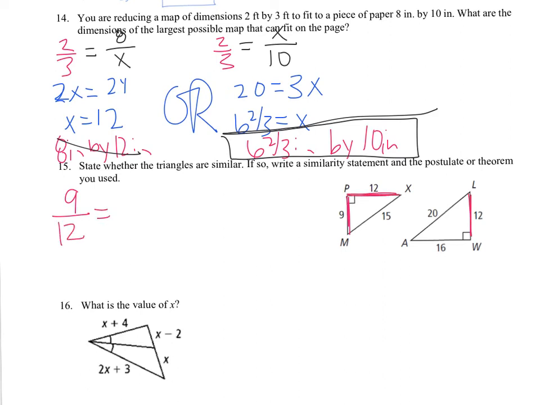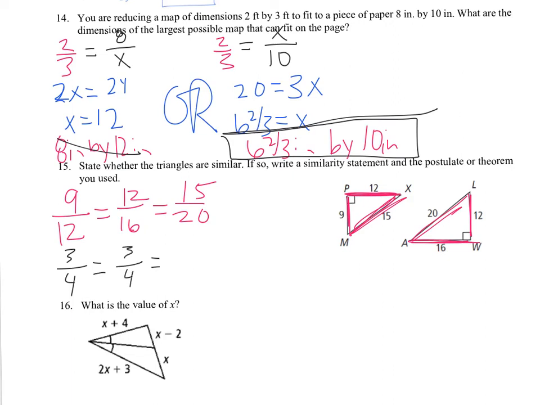Here's my medium length with my medium length. So it would be 12 over 16. And my largest length with my largest length. And then you have to simplify. They have to be in simplest form. Otherwise, you might not know that they're all the same, but they actually are. So these are both divisible by 3. So this is 3/4. These are both divisible by 4, which would be 3/4. These are both divisible by 5, which is 3/4. Are they similar?